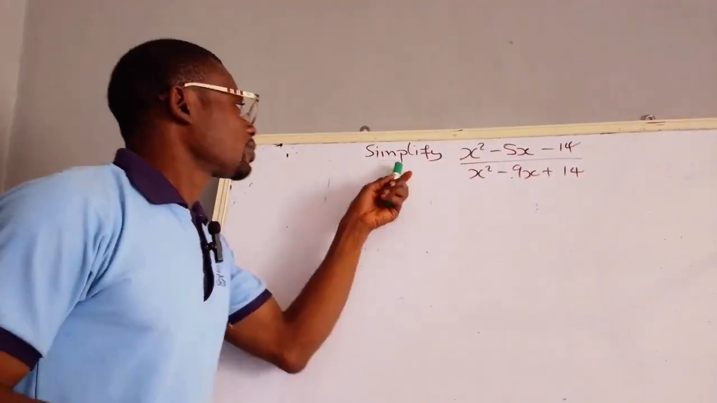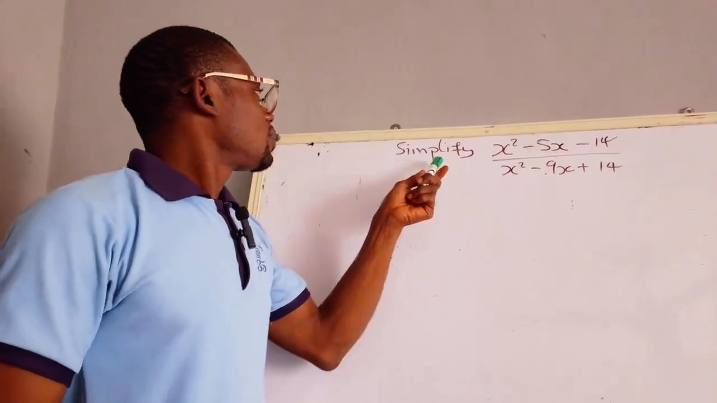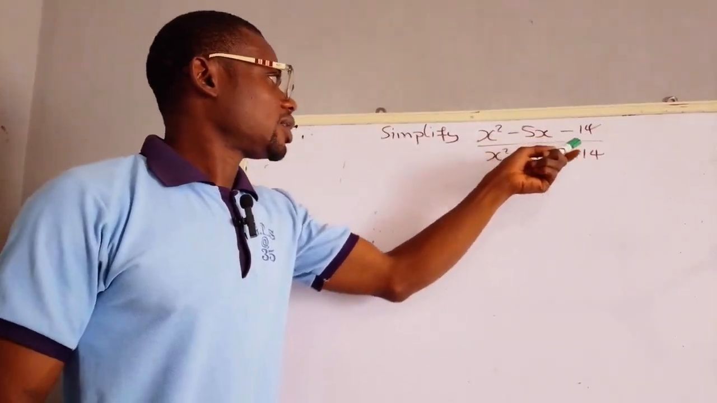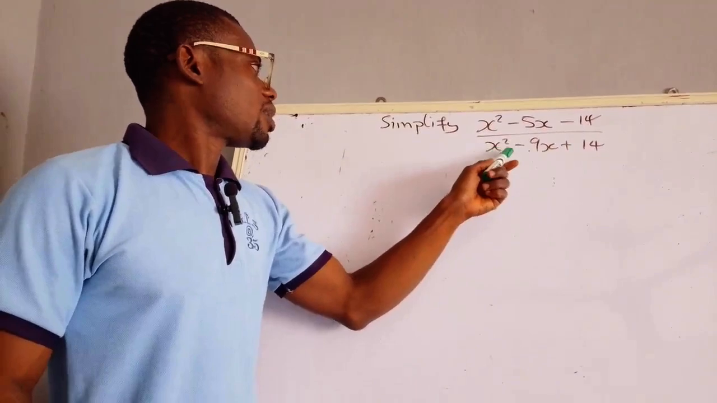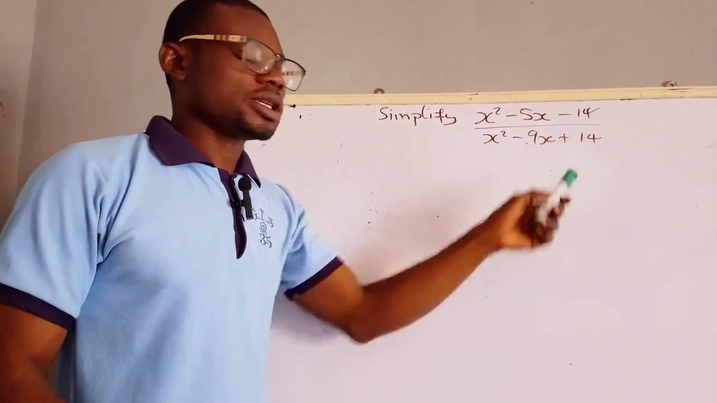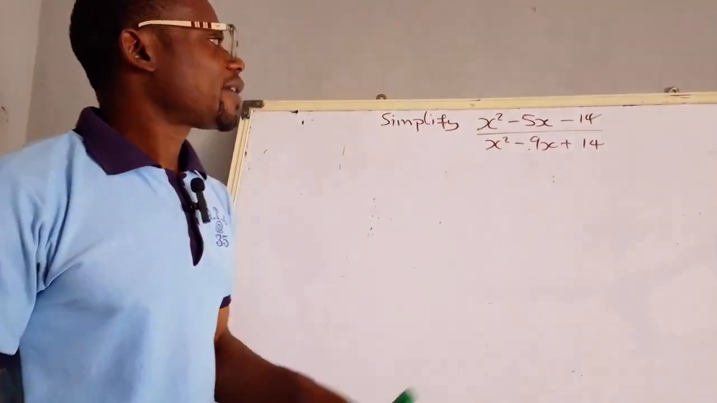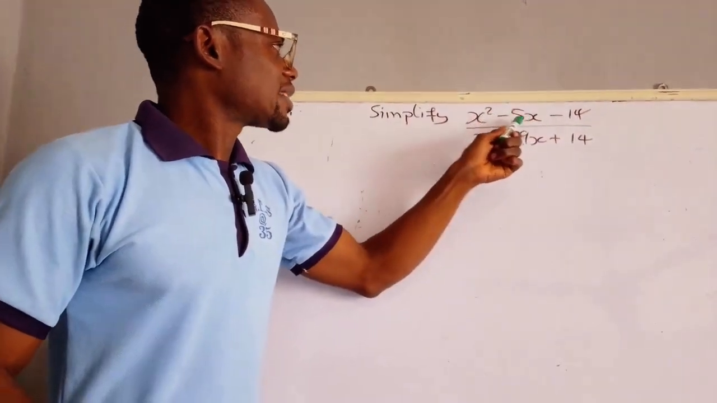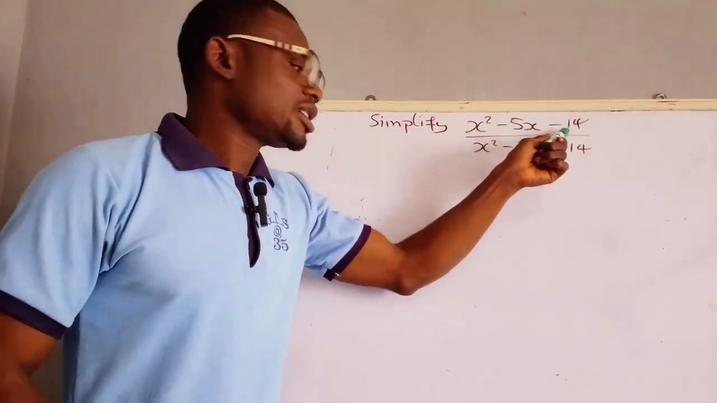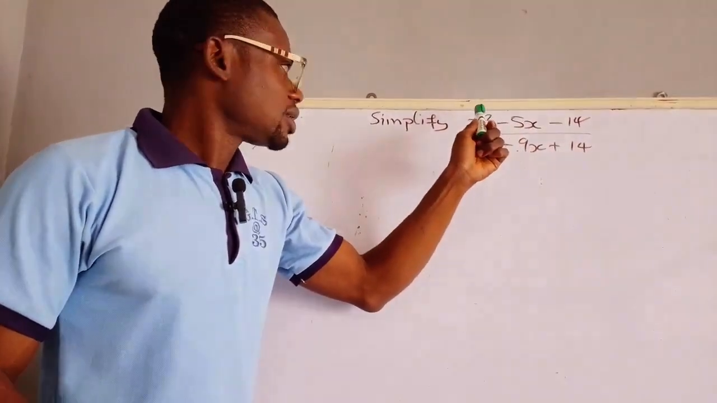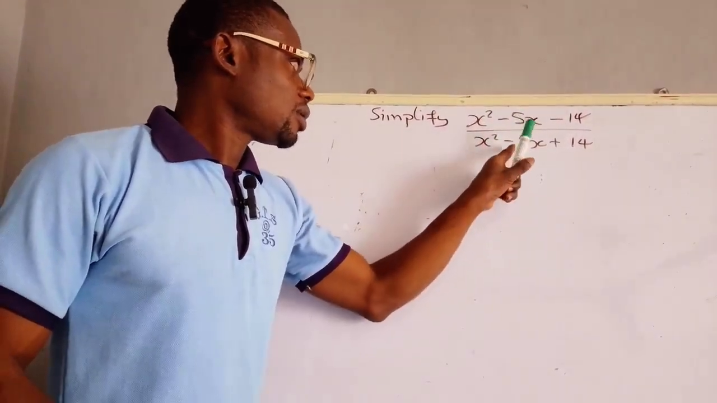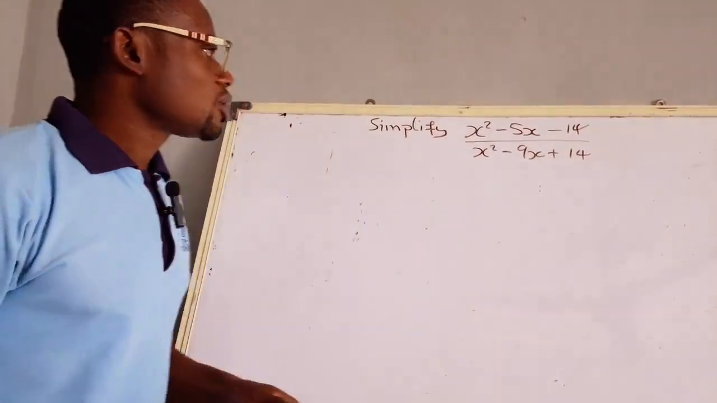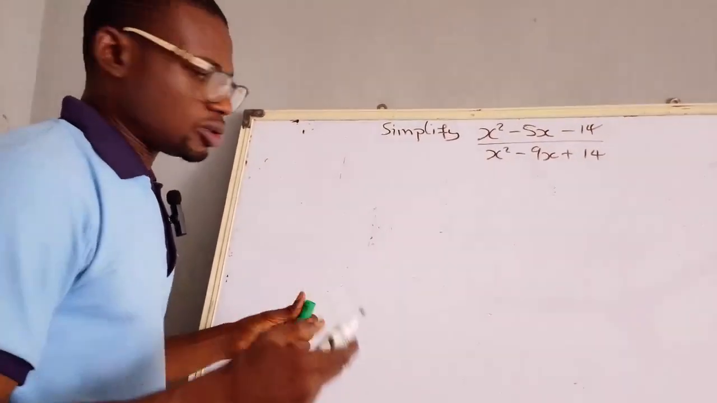Okay, look at this question. To simplify this, x squared minus 5x minus 14 all over x squared minus 9x plus 14. If you look at this question, you find out that this is a quadratic expression. It's not a quadratic equation, but a quadratic expression. The one under the denominator is also a quadratic expression. So because of that, it is very simple to do.